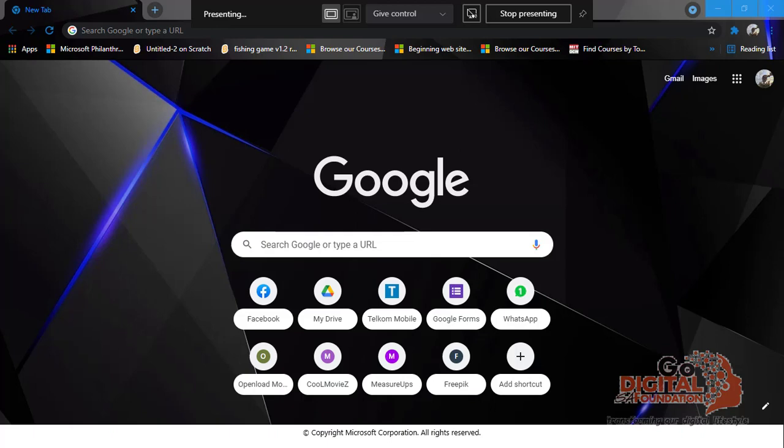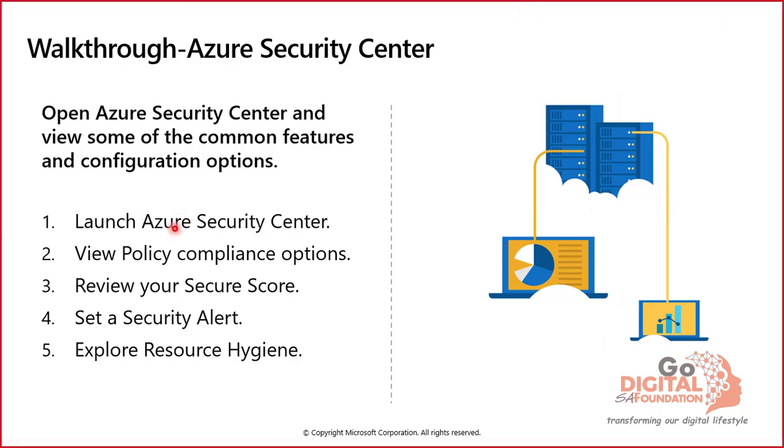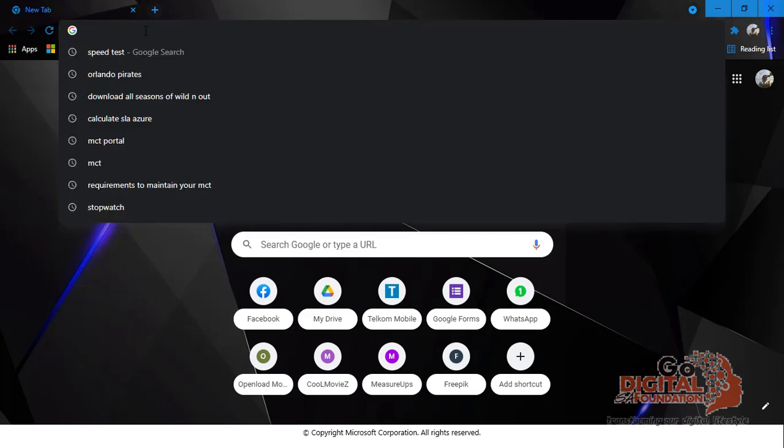So we're gonna do this walkthrough, which is we're just gonna launch our Azure Security Center. We're going to view the policy compliance options that we have. We're going to review our score and set a security alert, and then explore resource hygiene. Okay, so just going to go to portal.azure.com.